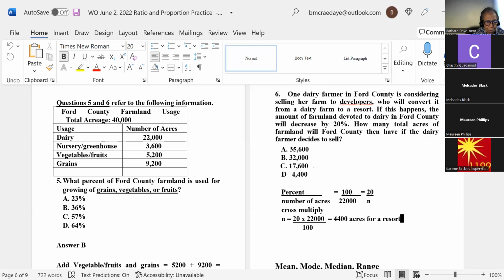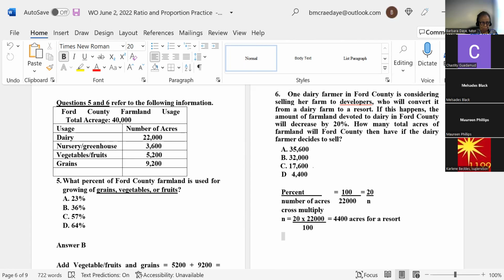But my answer is still correct, miss. Yes, I'm asking you, how many total acres of farmland will Ford County then have if the dairy farmer decides to sell? So 4,400 acres is going towards a resort. So how many acres would be left? How would you find it? What I do is when I multiply 20 by 22,000, I divide by 100 and I get my answer. No, that's acres for the resort, but that's not what the question asked you. How many total acres of farmland will remain in Ford County?